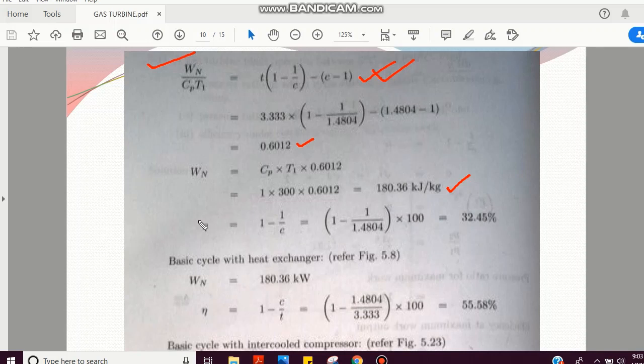The efficiency expression is 1 minus 1 by c. By substituting the value of c, we get 32.45%. This is the value of efficiency in case of the basic cycle.